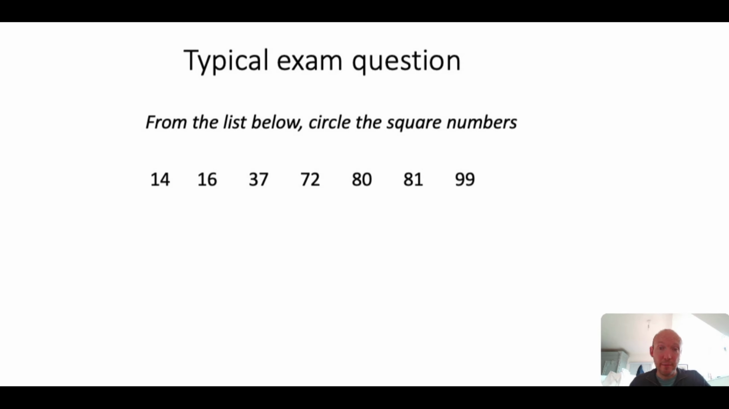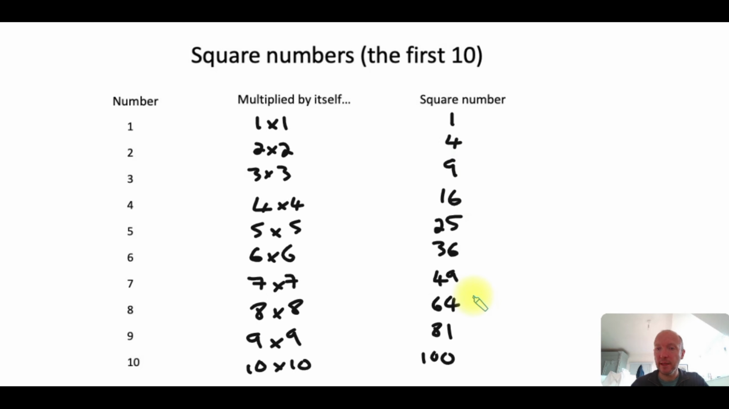Okay, so this is a typical exam question that you might see. So this could be straight from a GCSE exam paper. So from the list below, circle the square numbers. So we've got some numbers here and the question is, which of these are square numbers? Now, this is where it's really handy if you just know which ones are the square numbers. So if you remember from your list here, these numbers here, then you can answer this question almost straight away.